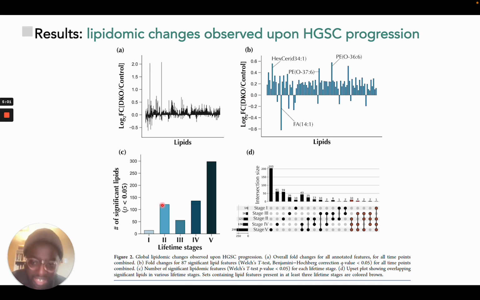Panel C is the number of significant lipids over time across the lifetime percentages. You can see that from stage 1 to stage 5, it largely increases as the ovarian cancer progresses. Panel D is the upset plot showing the overlapping significant lipids in various lifetime stages. The results from this figure come into play when I discuss the prognostic circulating lipid candidates.